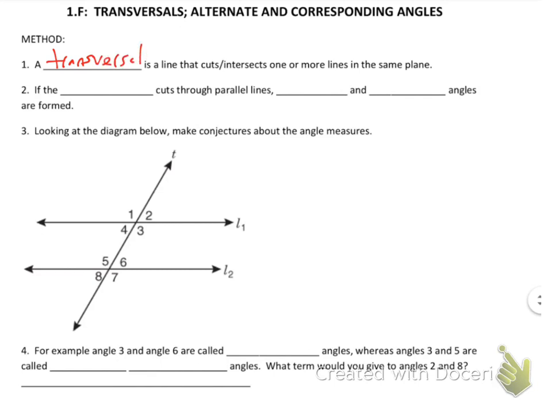A transversal is a line that cuts. It's lagging big time on the screen for you guys. A transversal is something that cuts lines that are in the same plane. We generally cut through parallel lines.